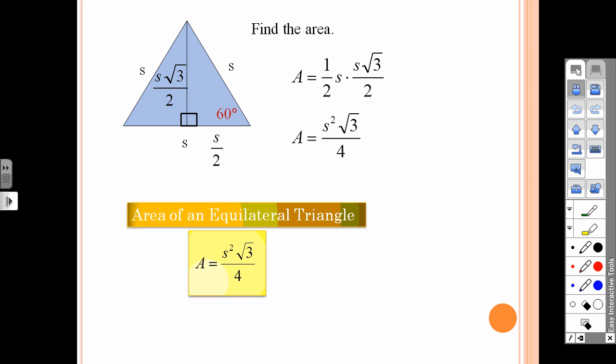So for example, if I said you have an equilateral triangle whose side length is 5, you don't have to go through this whole process anymore. You just have to say, oh, I plug 5 in here, 5 squared is 25, so it's 25 root 3 over 4, and you're done. So this is a really nice formula.